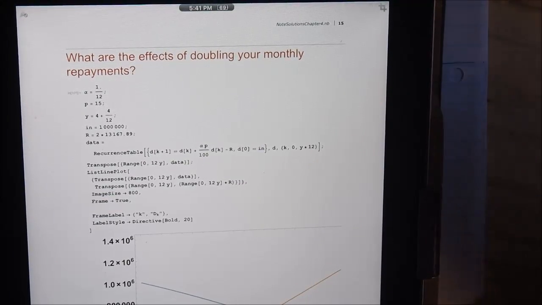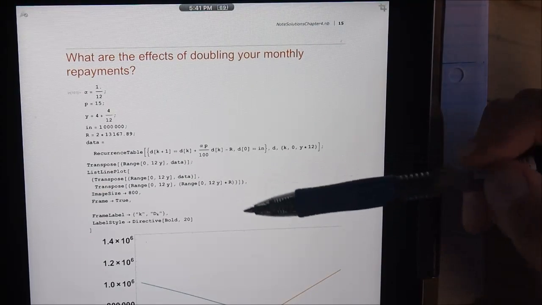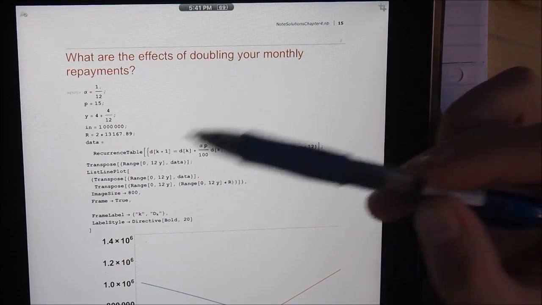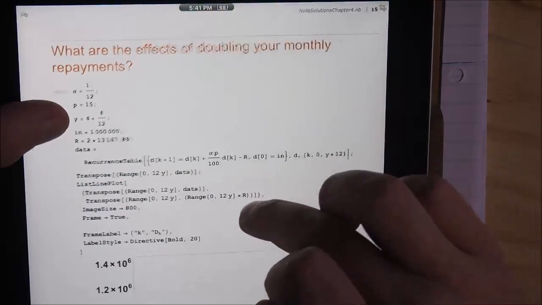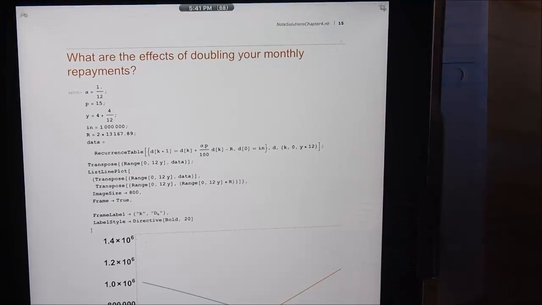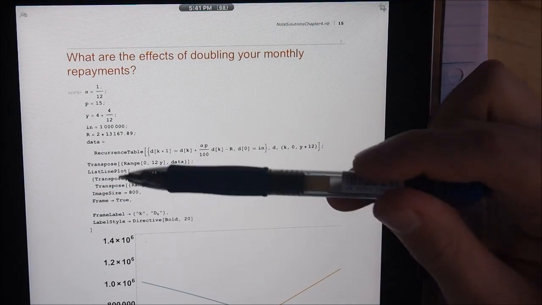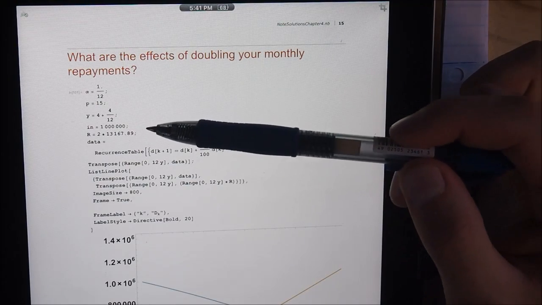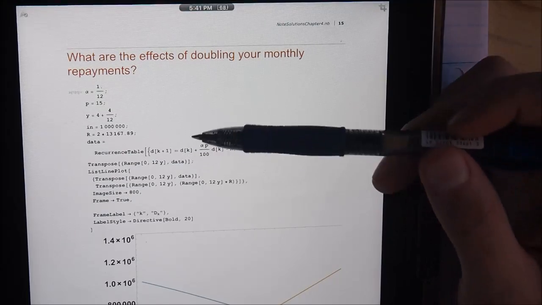So as an aside, a kind of interesting observation, you can play around with this code, it's quite interesting. If I double my repayment, so I've got here 2 times 13,000, so instead of paying 13,000 a month, I pay twice that. Then what happens is I actually pay this off a lot faster. I pay it off in about 4 years and 4 months, so less than 4.5 years, as opposed to 20 years.